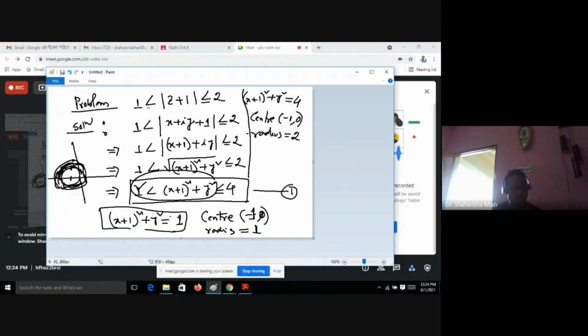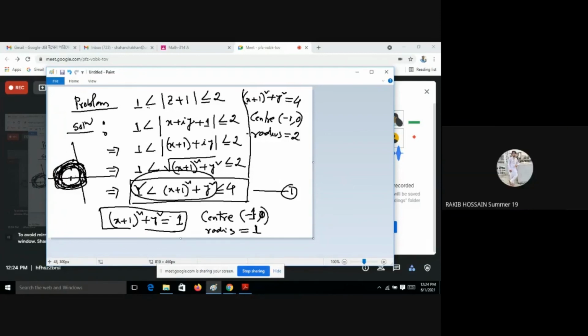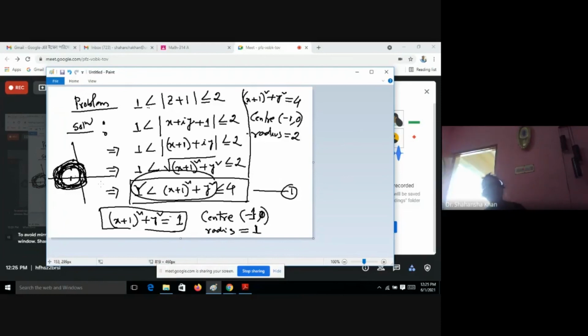Okay, Rakib. So that is the center, and that is the first circle. The center is the same, with radius equal to 1, and it is a set of circles. Its upper limit equals 4 and lower limit equals 1. We can find the region between 1 and 4. This is the region. Am I right?